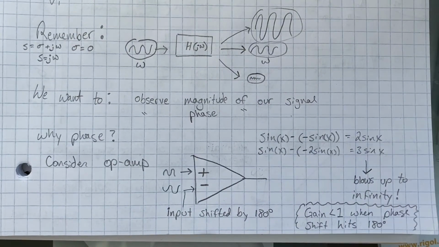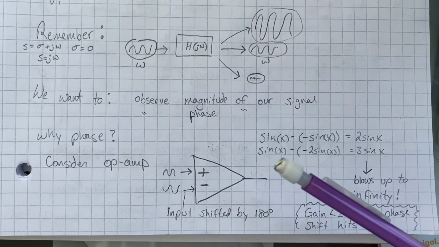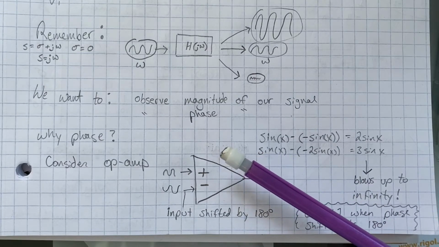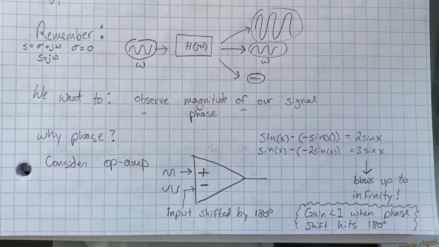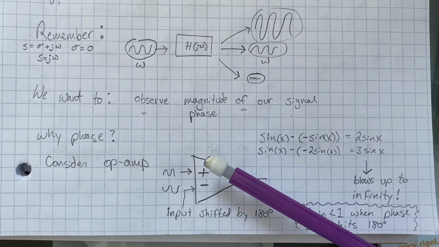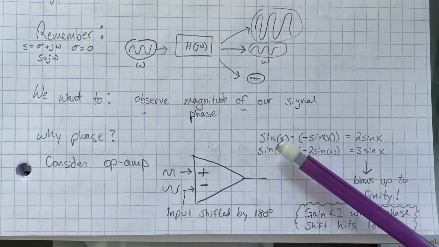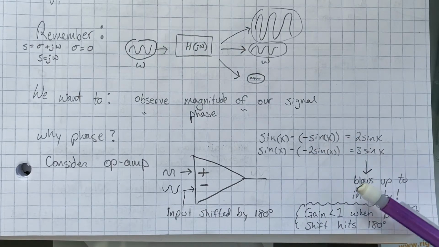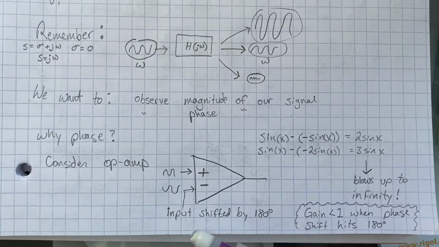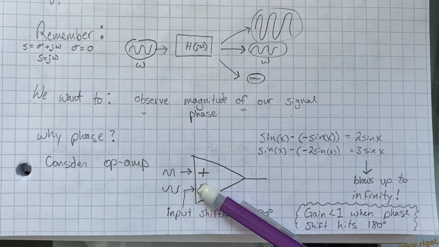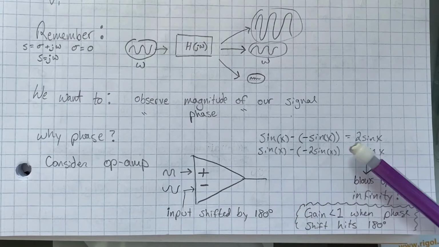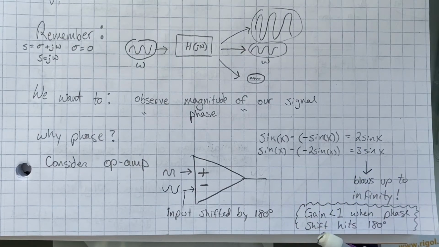Well, one way we care about phase is if we consider something like an op-amp that amplifies the difference between the two terminals. If the phase is 180 degrees, well, let's see here. If the input to the positive terminal is sine of x and we're subtracting the opposite of sine of x, then that's 2 sine of x. And let's just say for simplicity that we're feeding back the output to this inverting terminal. Then the output keeps growing up and blows up to infinity. So we want to make sure that when the phase shift hits 180, the gain is less than 1, such that this does not blow up to infinity.